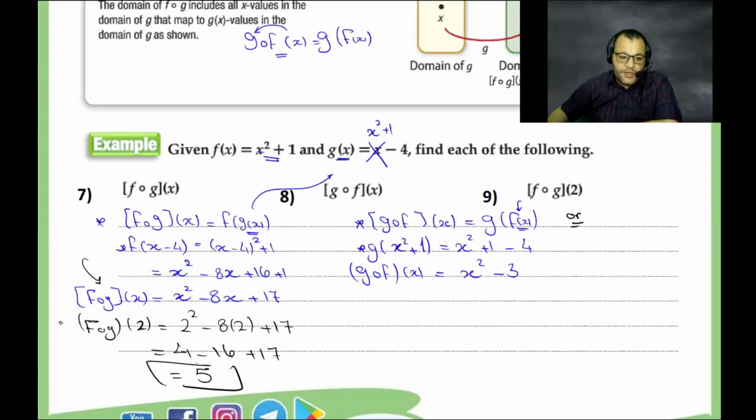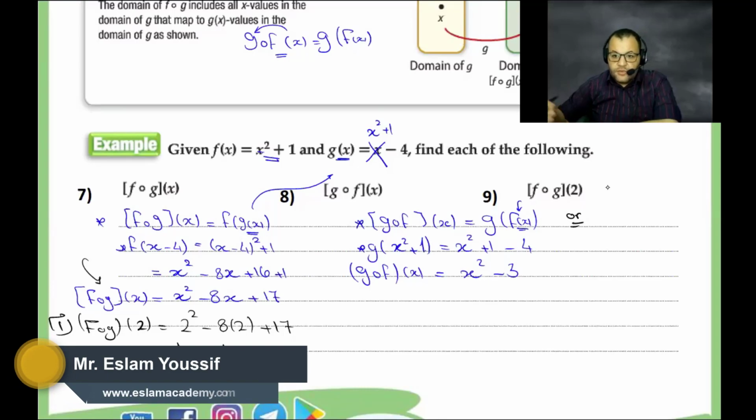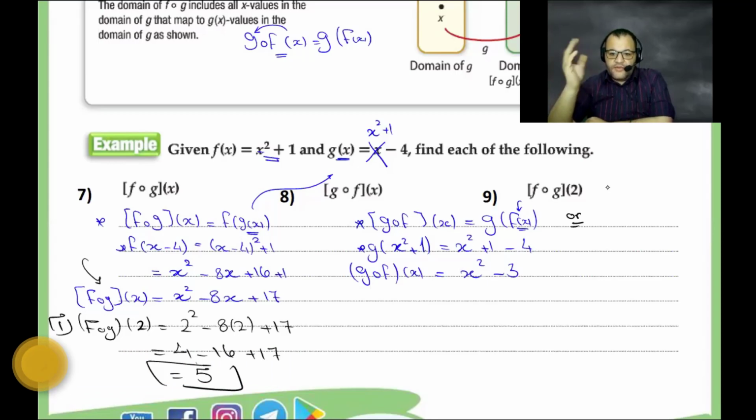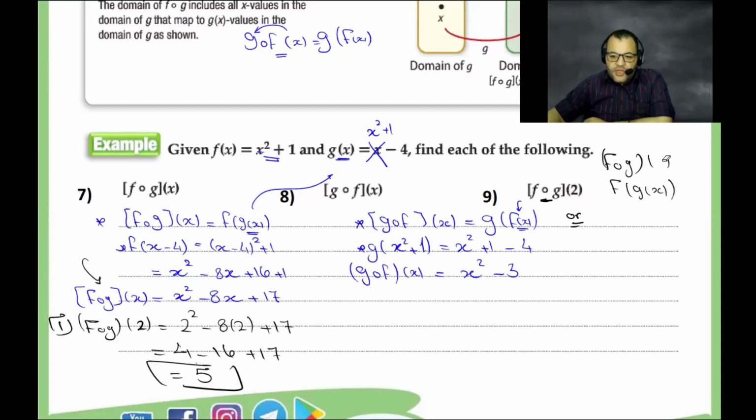Any problem for the first way? No. Okay. For the second, just by substitution. Replace x with 2, but for which function? For the function f composite g. The second way, if I say f composite g of x, how can we solve it? We can say f of g of x. Is that right? Yes. So suppose that we have here 2. So I will need to find g of 2. So step number 1, find g of 2.